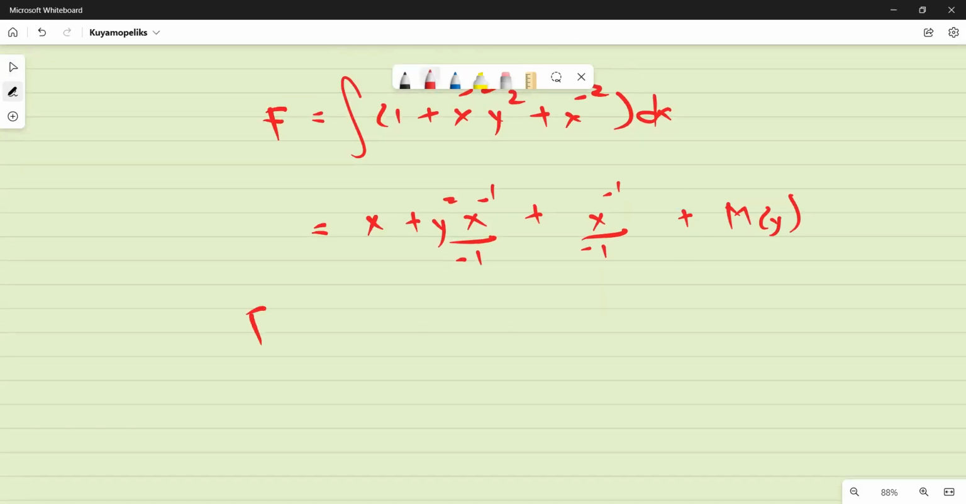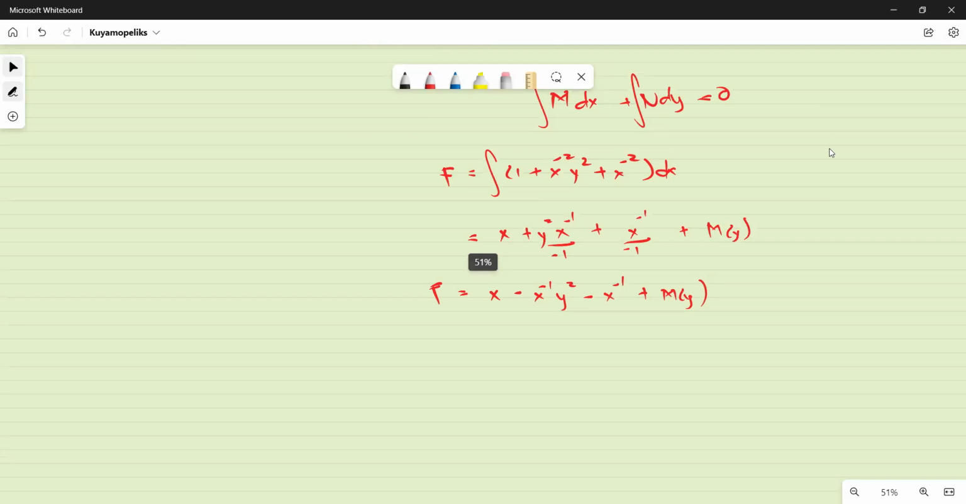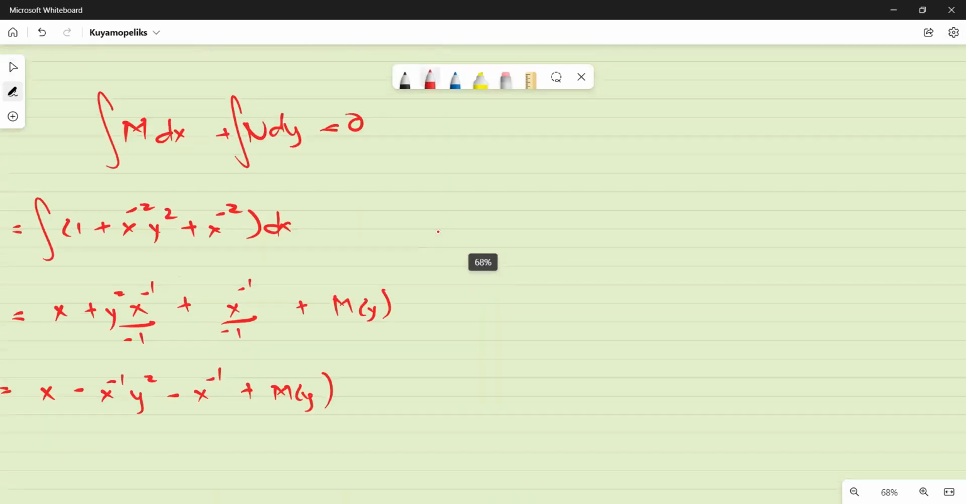So, let's simplify this further. What does this become? x negative 1 y squared minus x raised to negative 1 plus m of y. The same goes for what we will do with our n. So, what about the n? Our n is that, which is f.